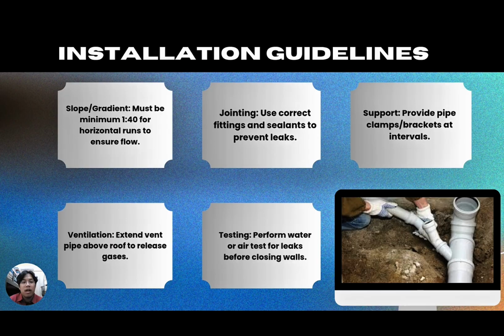Next is installation guidelines. For slope or gradient, it must be minimum 1 to 40 for horizontal runs to ensure flow. For jointing, use correct fittings and sealants to prevent leaks. For the support, provide pipe clamps or brackets at intervals. For the ventilation, extend vent pipe above roof to release gases. Lastly, perform water or air tests for leaks before closing the pipe with walls.